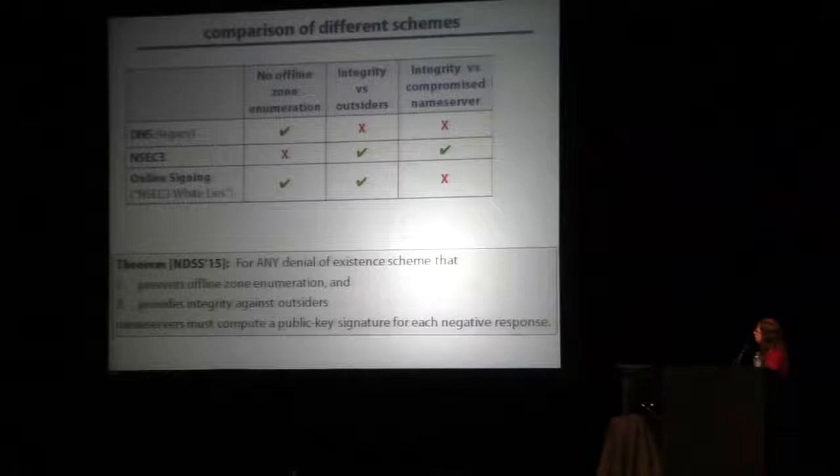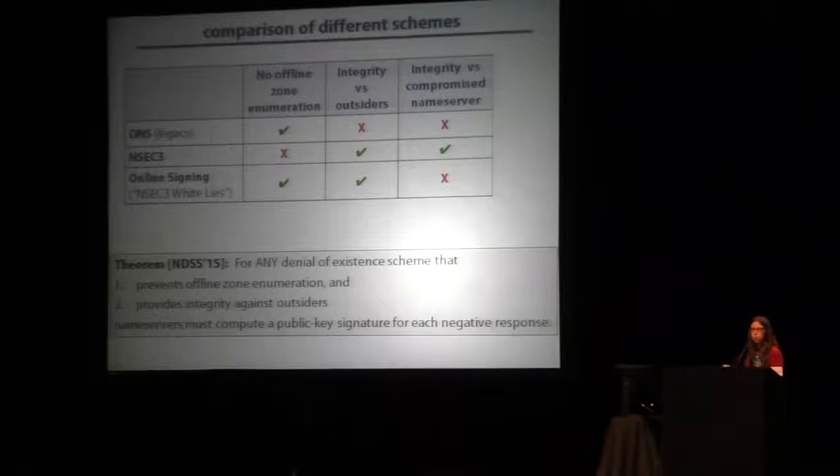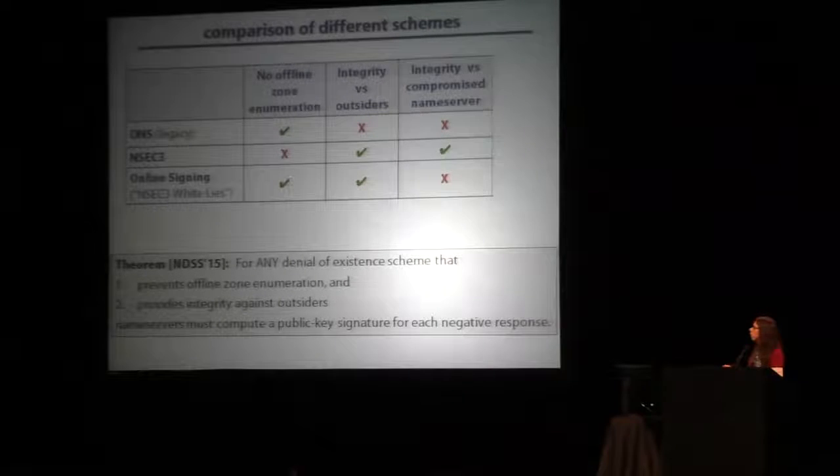And another thing is, in a paper from a couple years ago, we proved that any scheme that both prevents offline zone enumeration and provides integrity against outsiders must necessarily perform one online public key crypto operation per negative response. So in a sense, online signing, the fact that we are doing online crypto here, we do need to do online crypto in order to have both of these properties. And this is sort of why we see the state of the world like this.